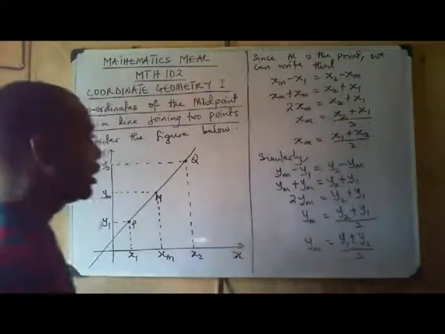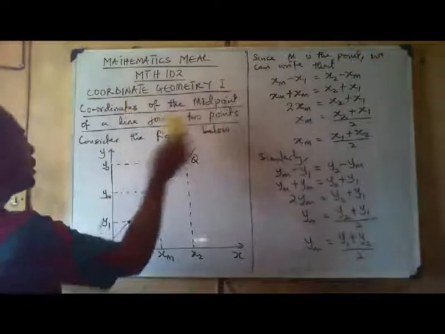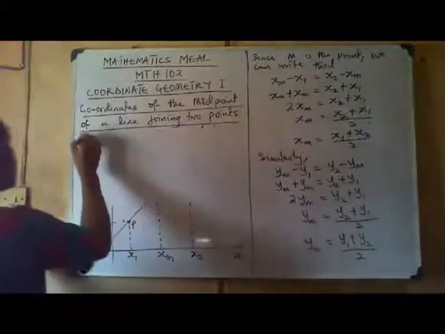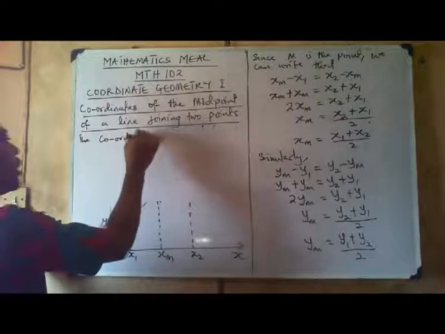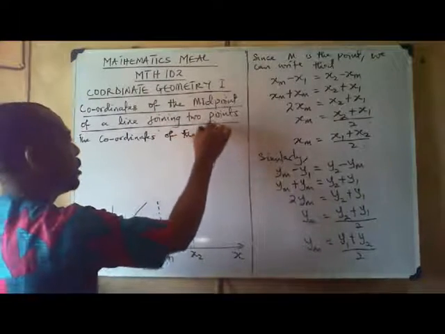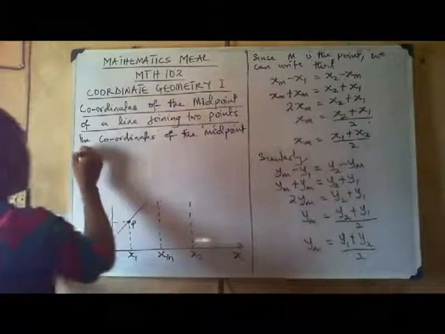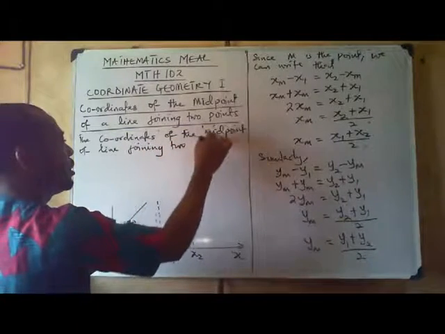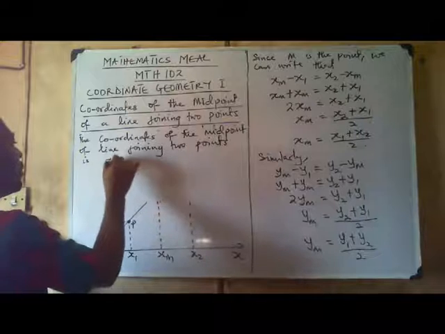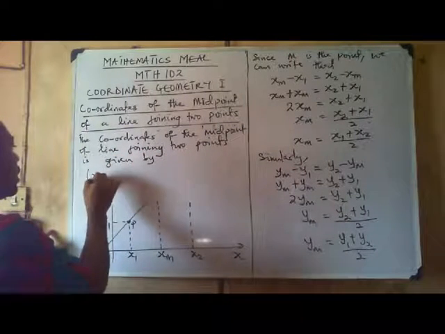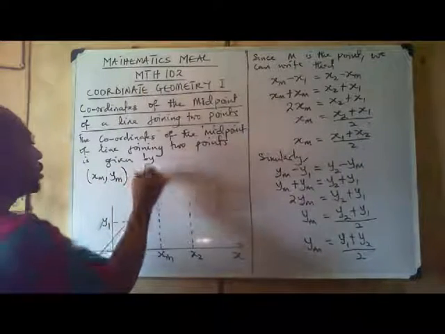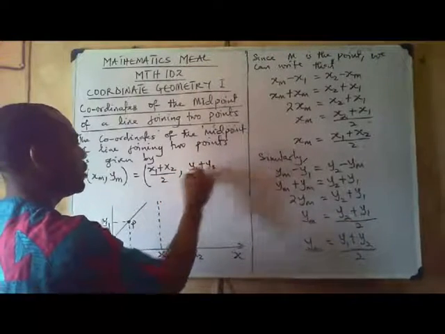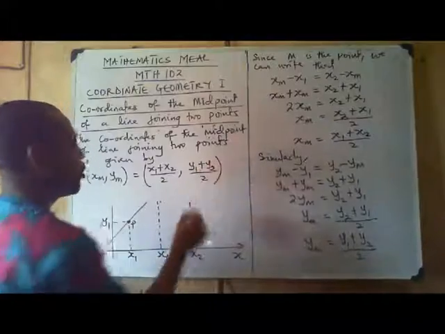So it means now that the coordinates of the midpoint of a line joining 2 points is given by xm and ym, where xm equals x1 plus x2 divided by 2 and ym equals y1 plus y2 divided by 2. So this will give us the coordinates of the midpoint.